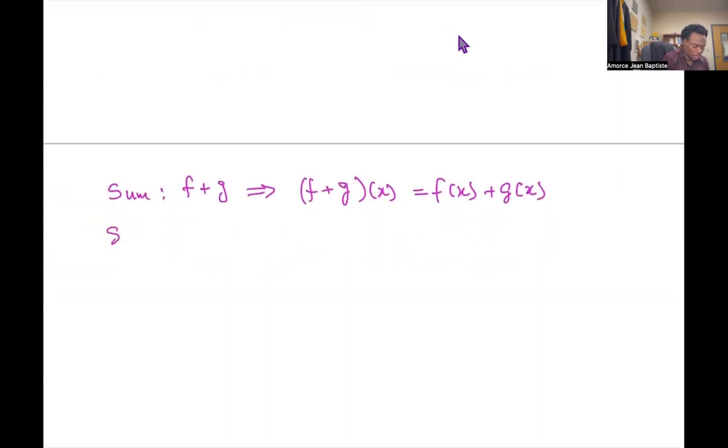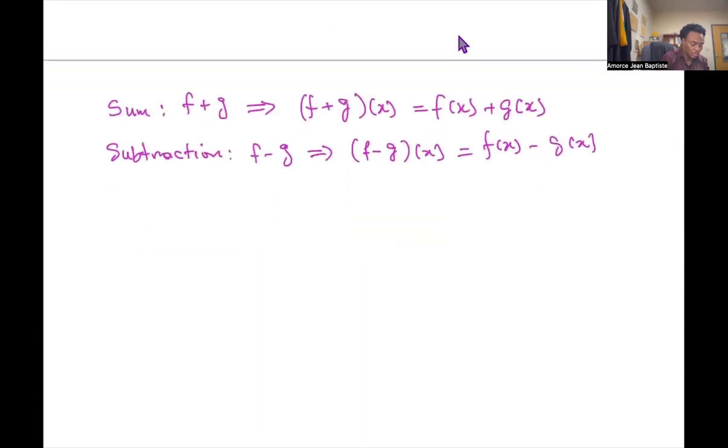Subtraction. The subtraction will be, if I have f and g, f minus g, which is f minus g of x equals f of x minus g of x.